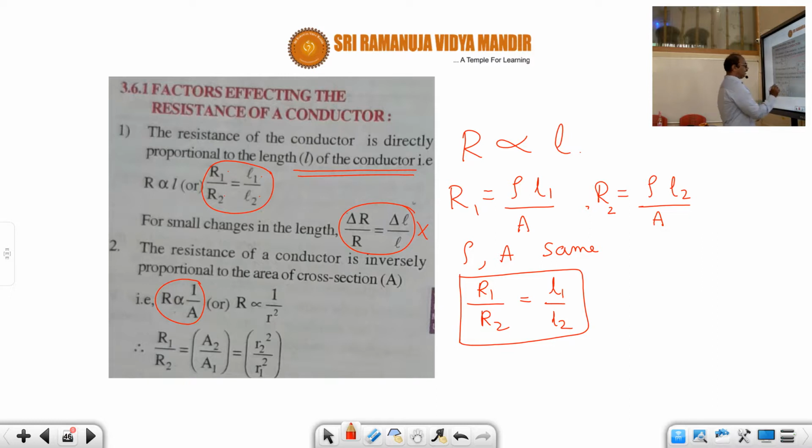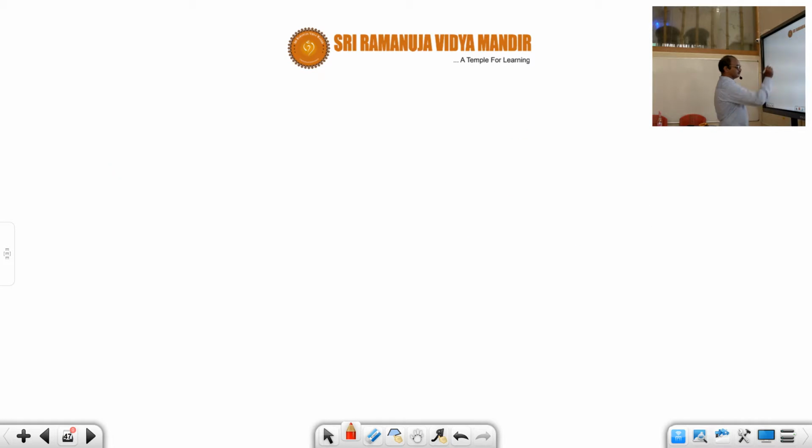So again R and A are inversely related. See here, R is inversely proportional to the area of the cross section. R and area. Suppose the given wire is having a circular cross section. R and area both are inversely related, where A equals area of cross section.